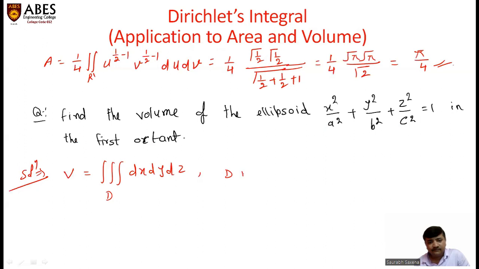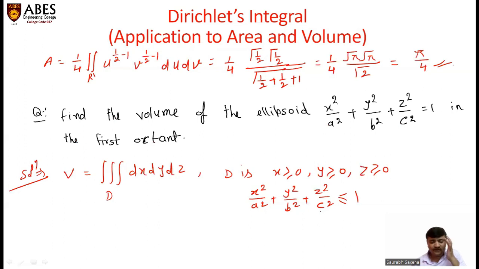Here D is defined for, see, in the first octant, first octant is positive octant. So for which x will be greater than or equal to 0, y will be greater than or equal to 0, z will be greater than or equal to 0. And x square upon a square plus y square upon b square plus z square upon c square is less than or equal to 1. Here again, if we want to make use of Dirichlet's integral, then the condition in the region must be in the form of u plus v plus w or x plus y plus z.